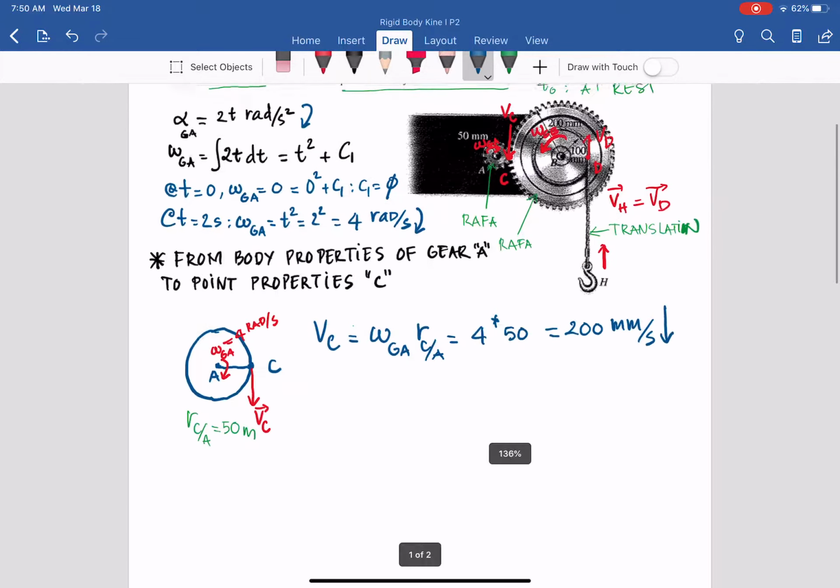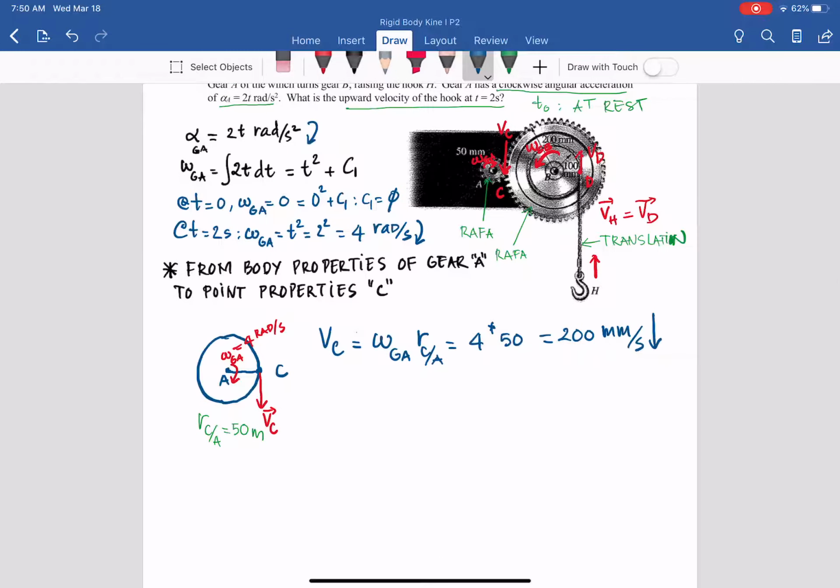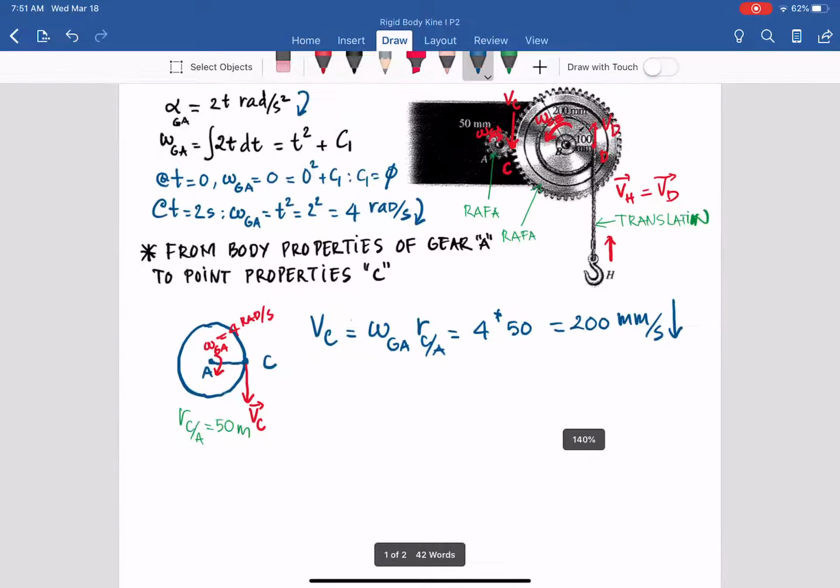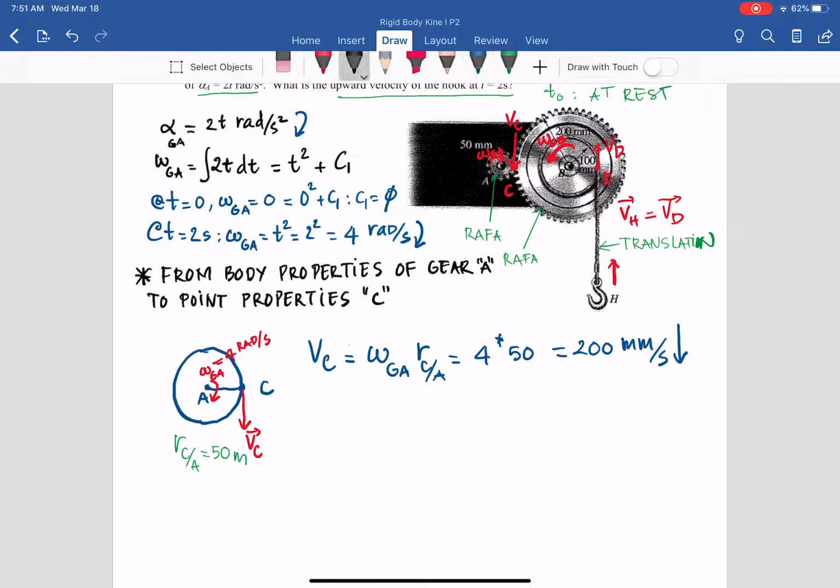And when you have the point property of the common point between gear A and gear B, then you jump to gear B. So as you can see, what is given is gear A, the body properties of gear A. Then you find out the common point properties, common point C. So find VC and move on to the body properties of the next body, and that we will discuss in the next step. In here, move from point C properties to body property of gear B.